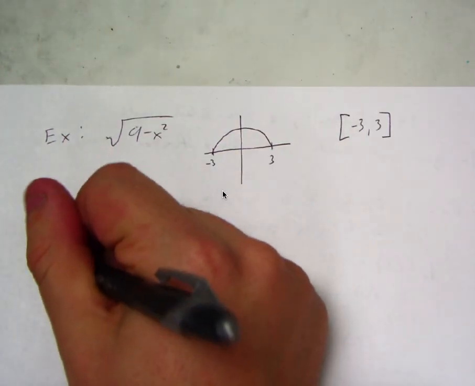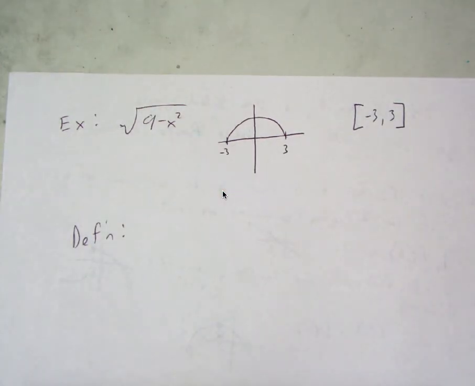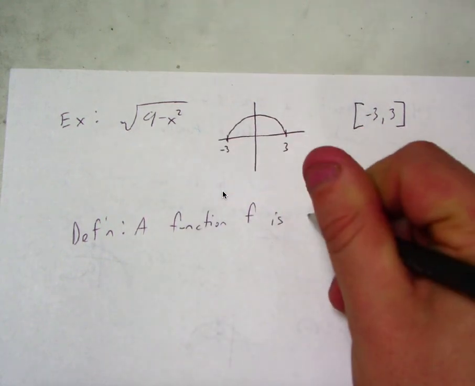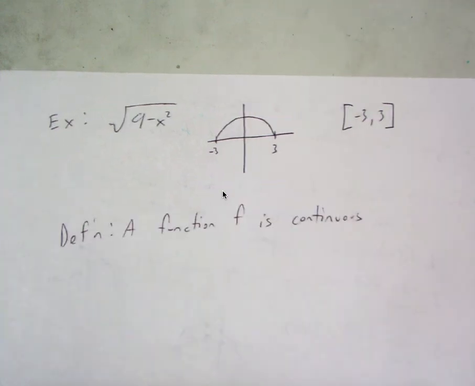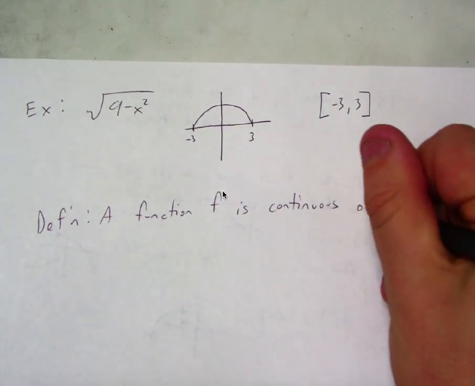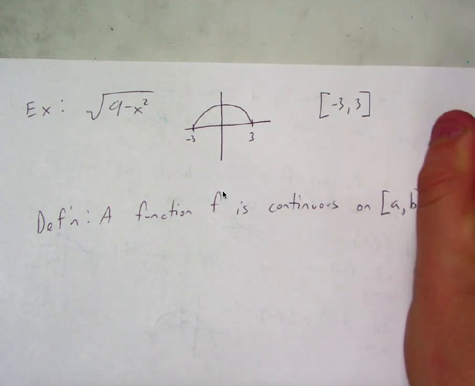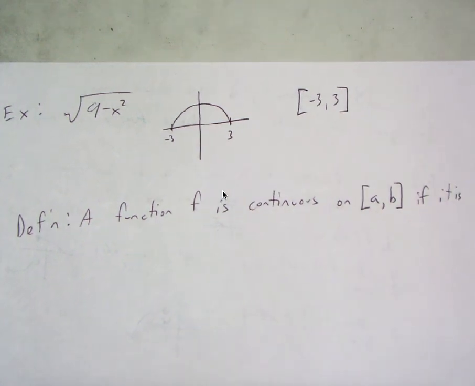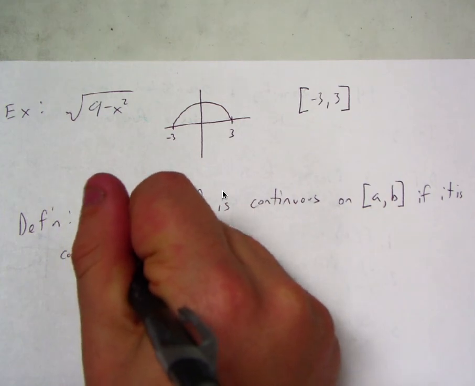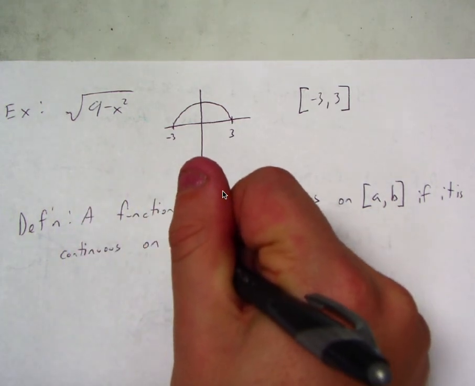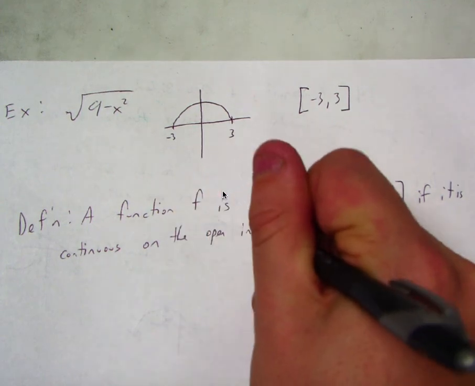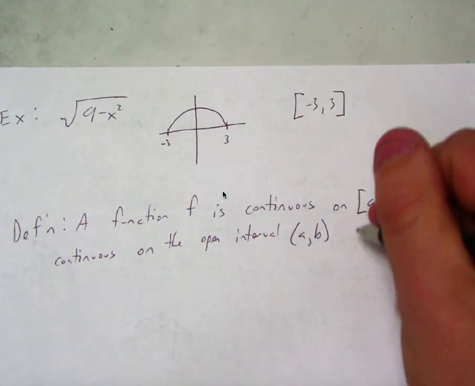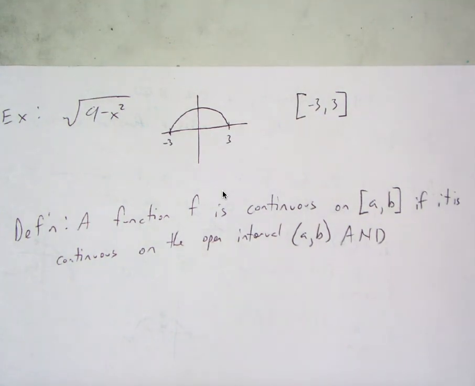So here's a definition. A function f is continuous on a closed interval, a to b, if it is continuous on the open interval, a to b. I'll stop here and let you catch up and try to make sense of this.